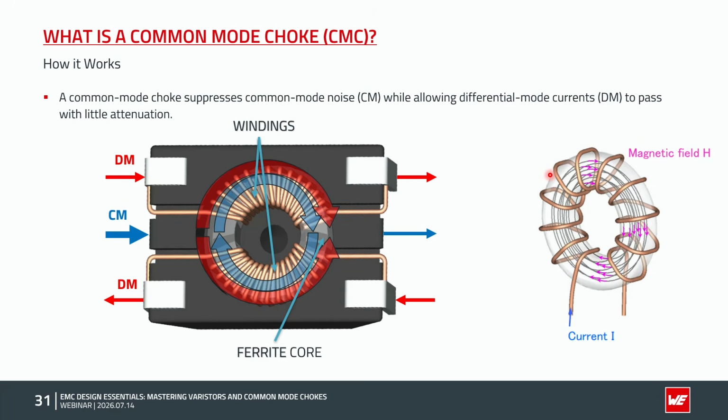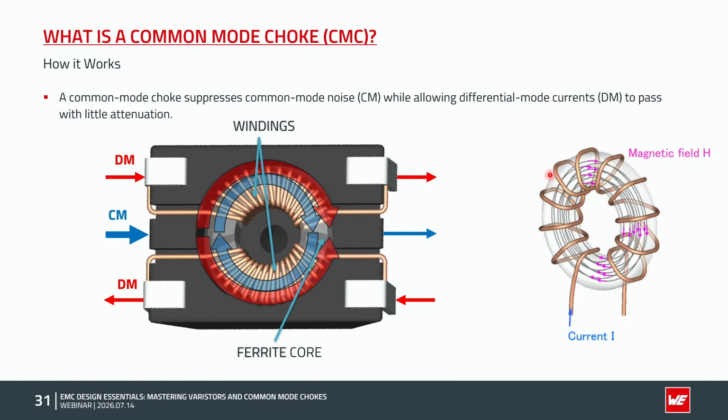How is a combo choke built and how does it work? A combo choke consists of minimum 2 windings on one shared magnetic core. Its purpose is to attenuate the common mode currents while allowing the differential mode currents to pass unaffected. Now with this, we have a current carrying conductor and a magnetic field is generated. The direction of this magnetic field can be determined with the right-hand rule.